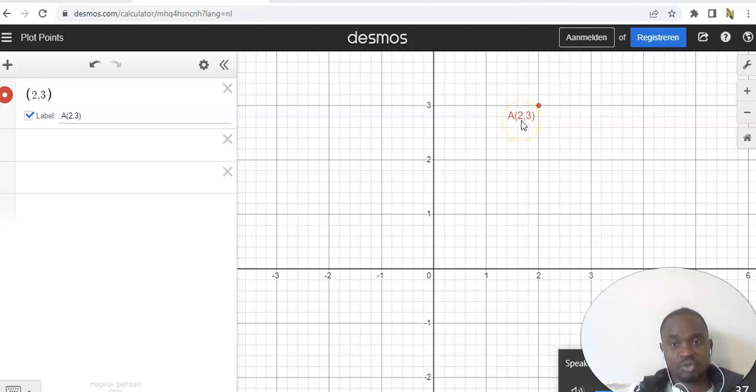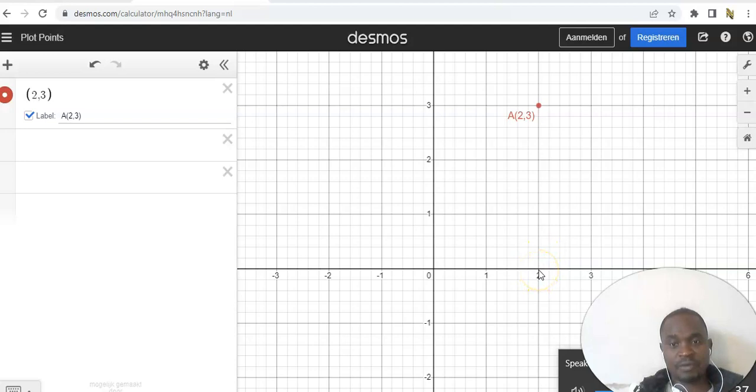X is what? 2, so on the x-axis move 2 to the right, it's positive. So 1, 2. I've moved 2 to the right. Next, our output, which is y, is what? 3. So now I'm here. Move 3 up because it's positive here.